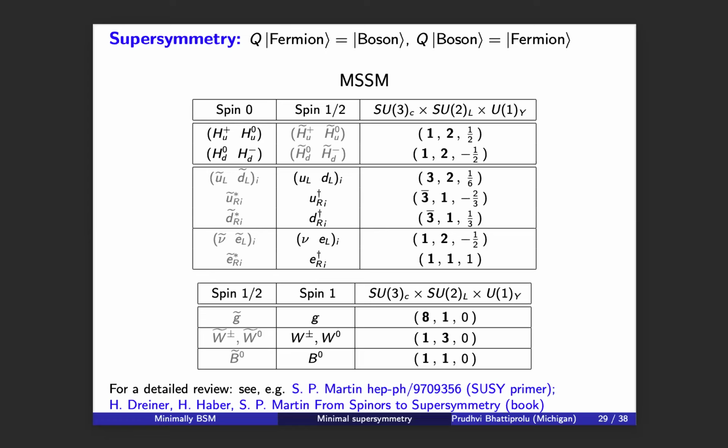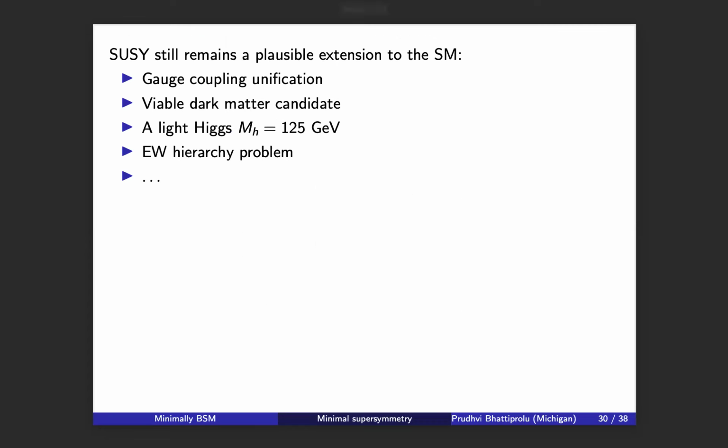I won't attempt to talk about supersymmetry in any detail. There are excellent reviews listed here. So why is SUSY still interesting? First, it can address the origin of the weak scale, that is the electroweak hierarchy problem. It can also provide for the unification of gauge couplings. It can also provide a dark matter candidate, for example the neutralinos, to account for the observed dark matter abundance. And it can also easily accommodate a light Higgs with a mass of 125 GeV.